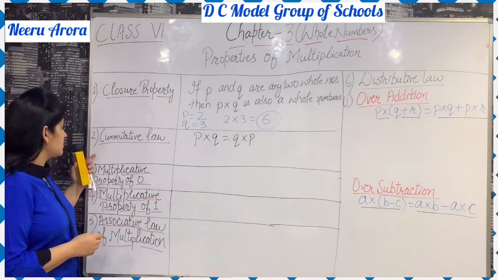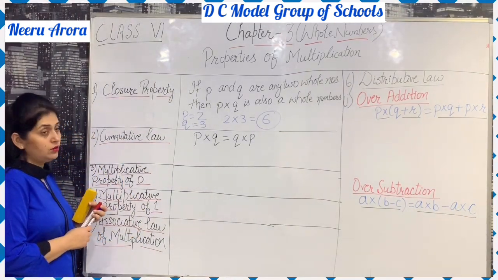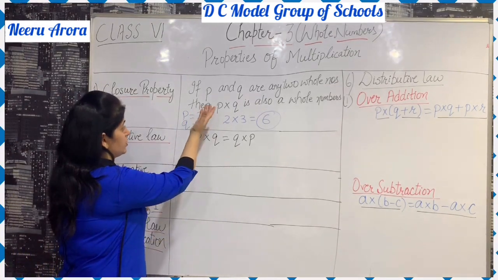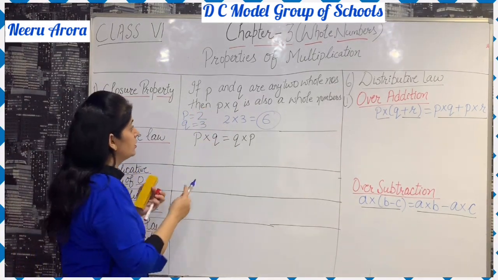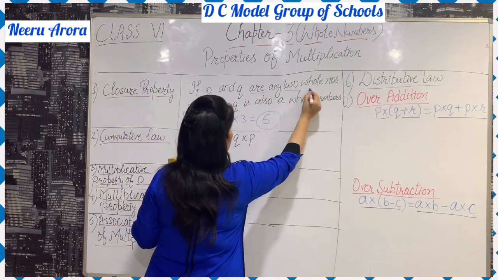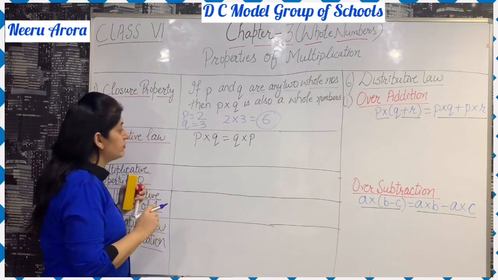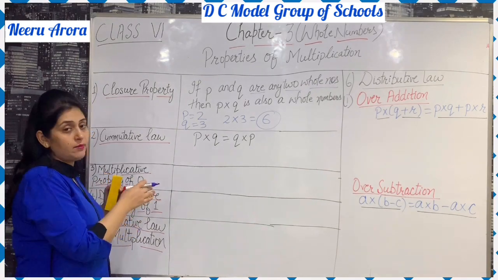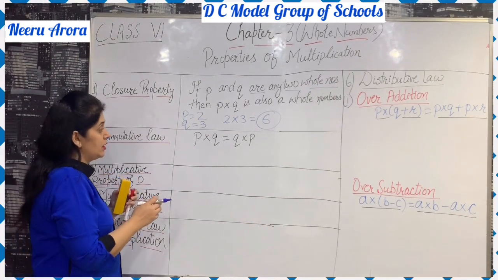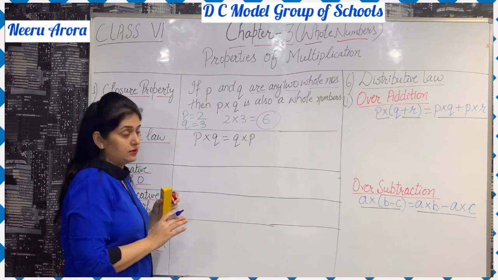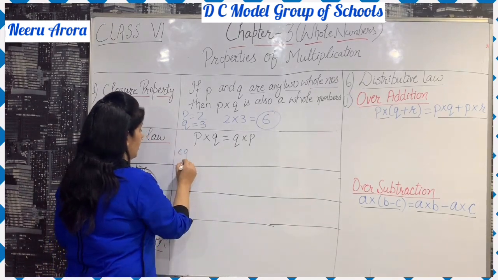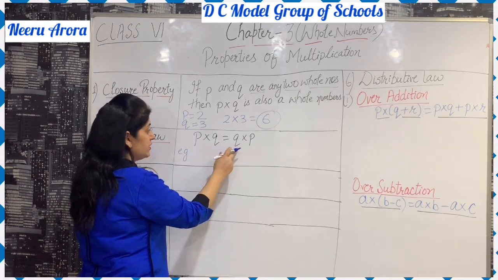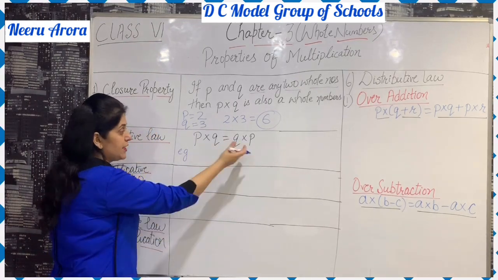Now look at the next law, the commutative law. We have assumed that P and Q are any two whole numbers. If we multiply any two whole numbers, the product remains the same whatever the order is. Look at the example. Whatever the order is means here P multiplied by Q, and in this Q multiplied by P. We have changed the order.